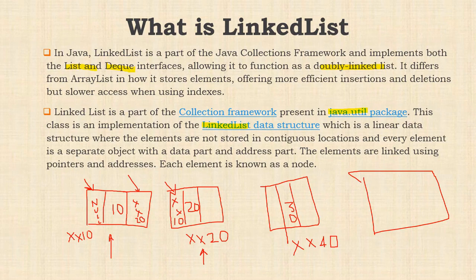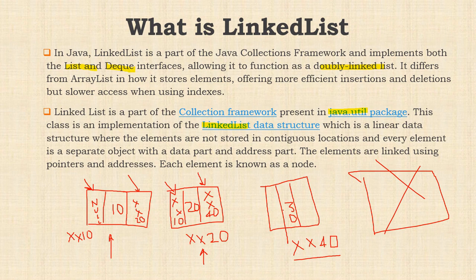The data we have stored here is 30, but the address of this node is xx40. So here it will store xx40. This is the address of the next node. So here it will store the address of the next node, and here the address of the previous node. Here we are going to store only three objects, three data. We are not going to take a fourth one.